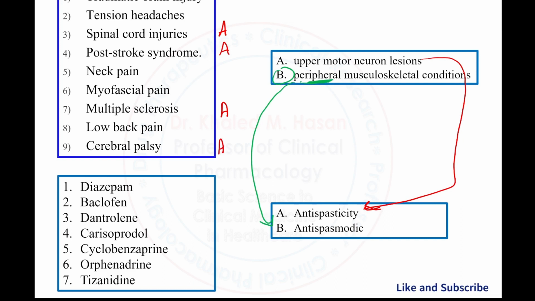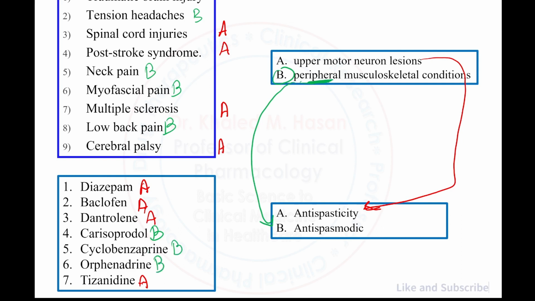Give me medications that work on the upper motor neuron. Diazepam, I will say A. Baclofen, A. What about dantrolene? Can you say A? Carisoprodol, cyclobenzaprine, tizanidine. This is all A. Okay, moving to the peripheral one. Which ones work on the peripheral? Tension headache, peripheral. What about neck pain? Peripheral. Myofascial pain, peripheral. Low back pain, peripheral. Carisoprodol, peripheral. What about cyclobenzaprine, peripheral?